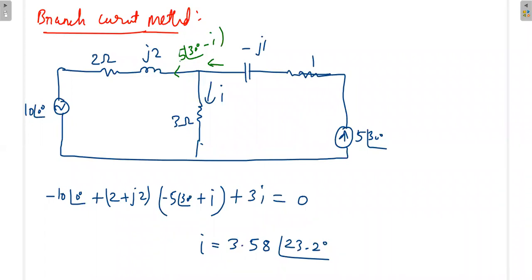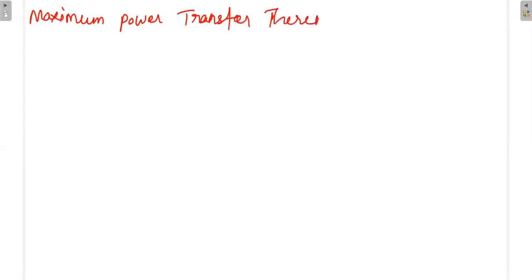Next we will see the maximum power transfer theorem in the complex domain. Already we know the maximum power transfer theorem when the source voltage and source resistance are DC values, but we will extend that here. We will not do any derivation because we already have some understanding, and based on that we'll write the conclusions here.